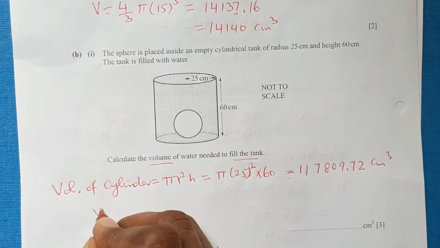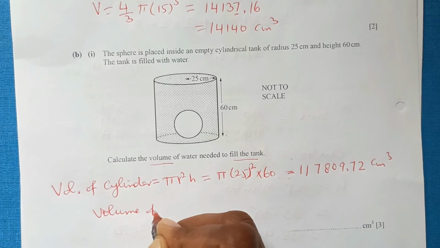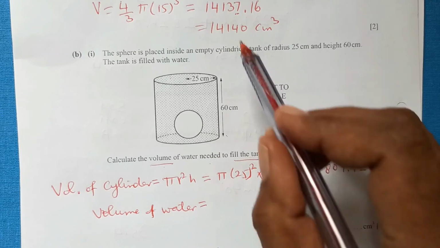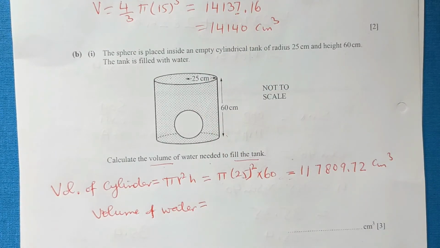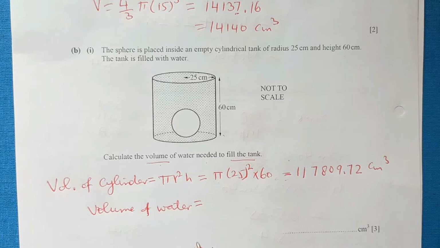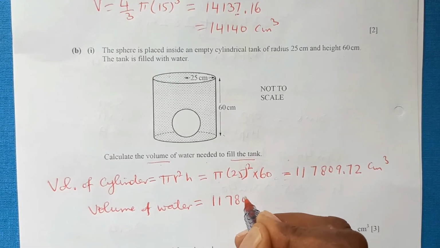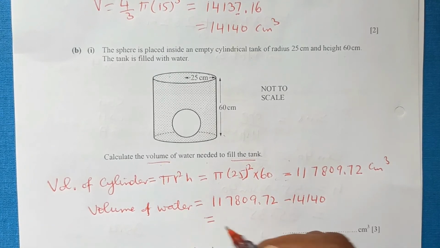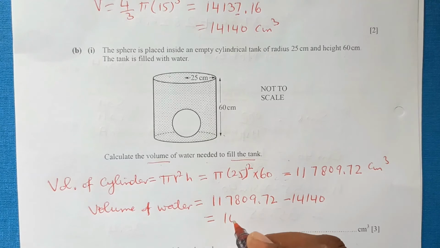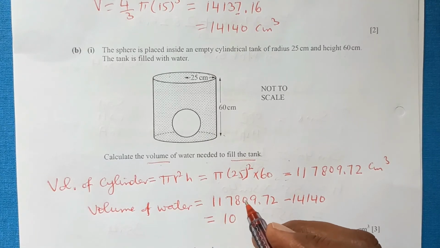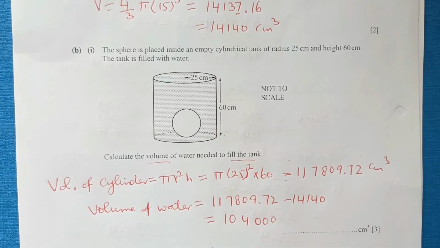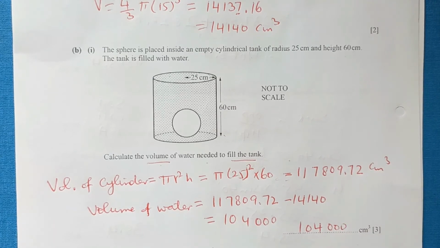So we are looking for the volume of the water. So the volume of the water will be this volume, with the volume of the metal sphere subtracted from it. 117,809.72 minus 14140. So when you subtract it, you are getting here 104,000. So this will go here in the answer column.